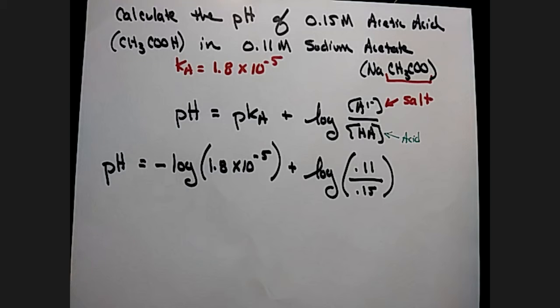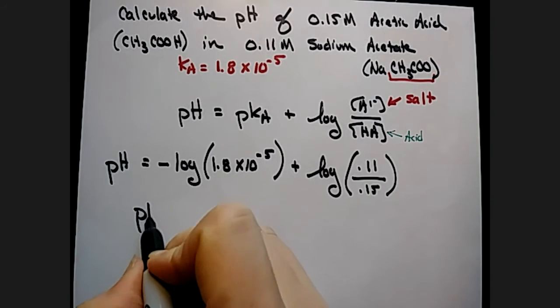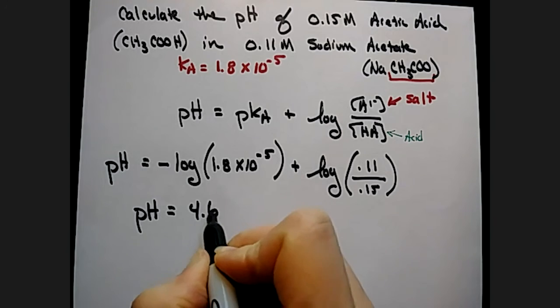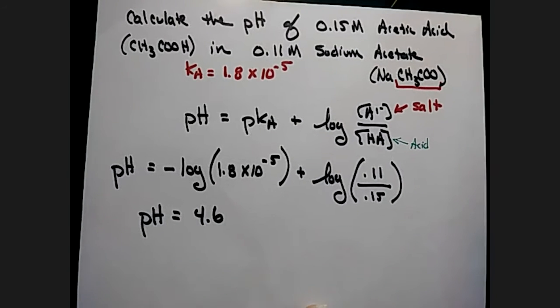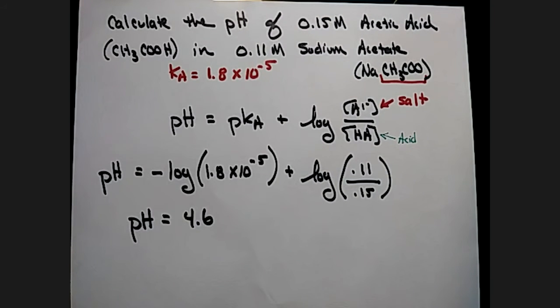My mouse is not working. Okay, so let's take the negative log of 1.8 times 10 to the negative fifth, and then add the log of 0.11 divided by 0.15. All right, my final pH comes out to be 4.6.